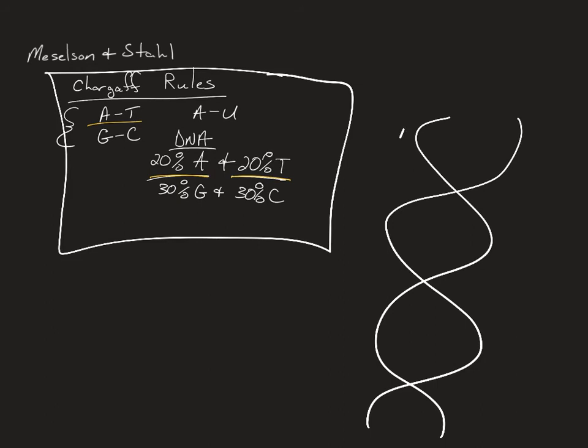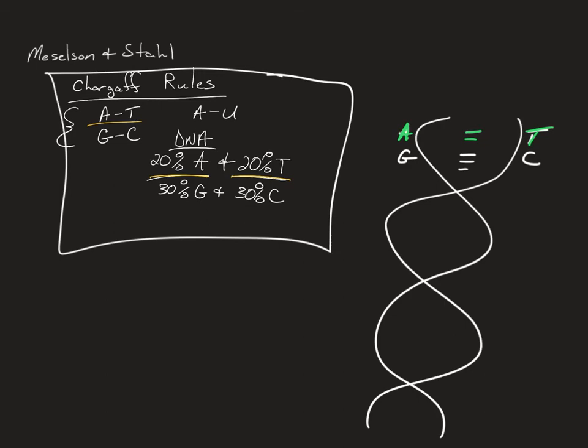They knew for every A, they had a T on this side. For every G, they had a C on this side, correct? They even knew there were three hydrogen bonds between G and C, and two hydrogen bonds between A and T. They knew that as well. So they had that information.